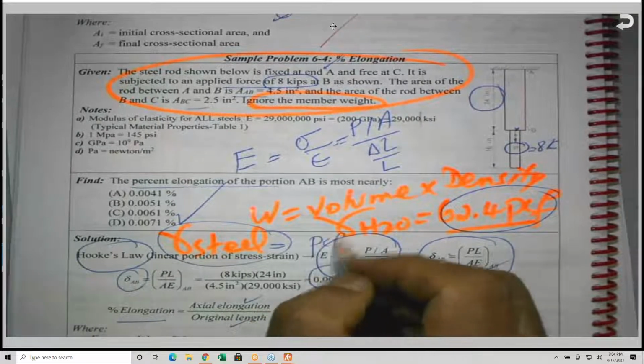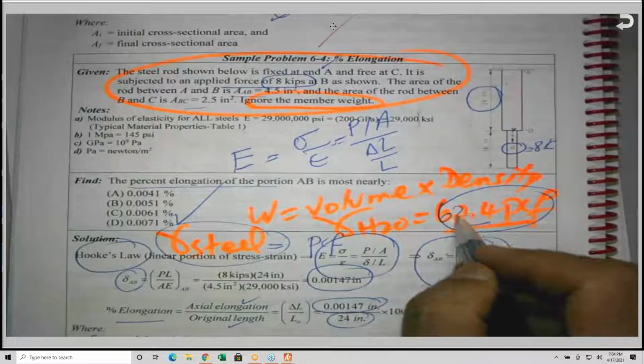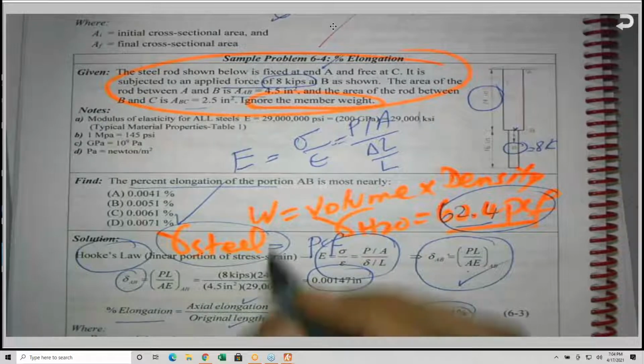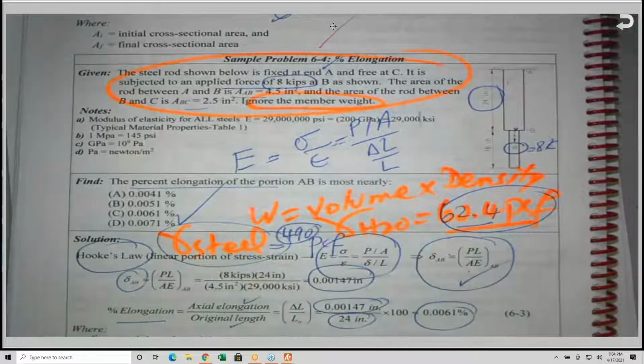If you have 1 cubic foot of water, it weighs 62.4. This is at normal temperature, by the way. But what do you think about gamma steel? Gamma steel, I need you to remember that it's 490 pounds per cubic foot. And we're going to see it later on.